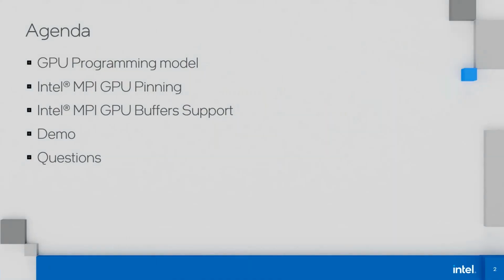This is the agenda for the webinar. The first topic is an overview of the GPU programming model. After that, I would like to tell you about two features in Intel MPI, which can help you to simplify programming for Intel GPUs. These are GPU pinning and GPU buffer support. Then I would like to show you a short demo, and then we will have time for your questions.